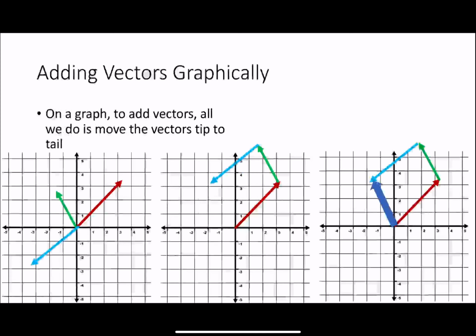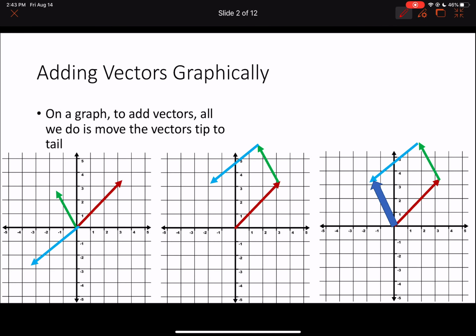All we do is move these vectors. You'll see the red vector, we keep it still. Then we take the green vector and we move it to the end of that red vector. So you'll see we moved the green vector from here to the end of the red vector. And then we do the same thing with the blue vector. We move it to the end of the green vector. And that's how we add them. We add them by putting them tip to tail in a sequence.